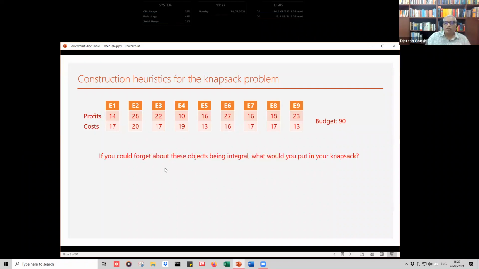Now, if you forget that these objects had to be integer valued, so you could either pick an object or not pick an object, let us suppose I allow you to pick a part of an object, a fraction of an object. Any idea how you would find out what is the best combination of objects that you would choose to fill your knapsack? This is the point where in a class I would call somebody, but I'm hoping that somebody would respond.